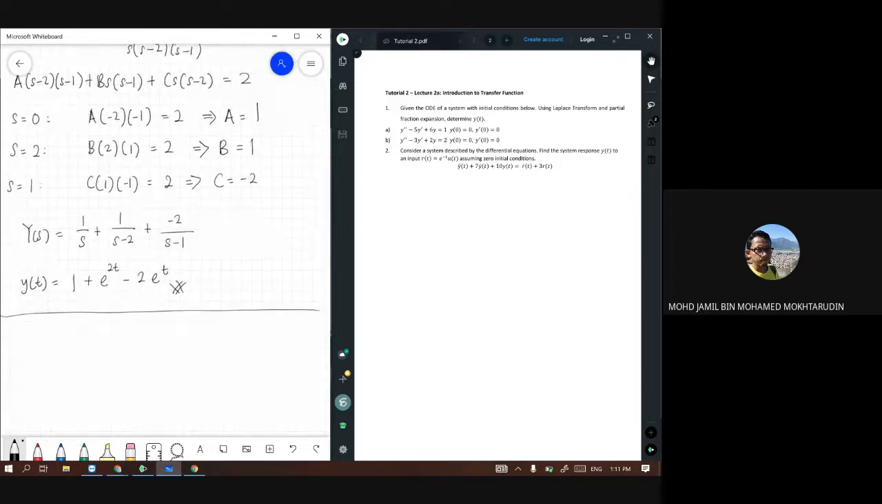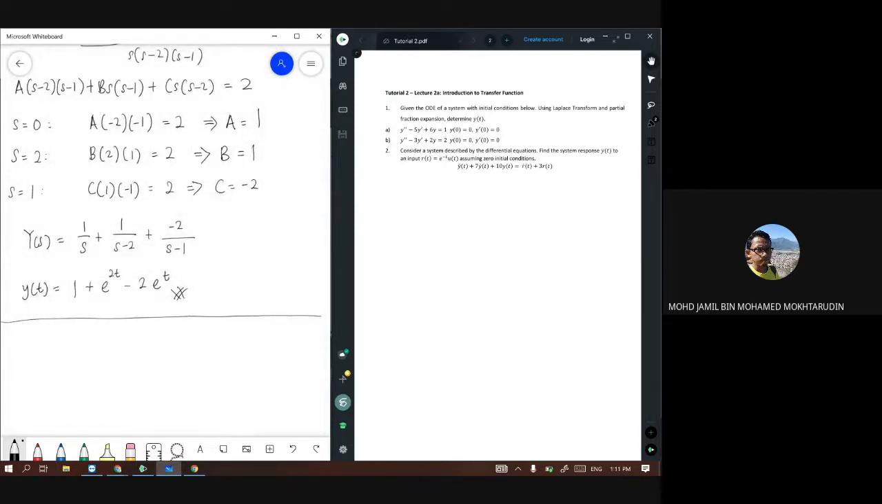Okay. So konsep dia guna Laplace transform untuk tukar ODE ke frequency domain. You use Laplace transform to change the ODE into frequency domain and then rearrange to get Y(s), and then use partial fraction to split the fraction, and then use inverse Laplace transform to get y(t).